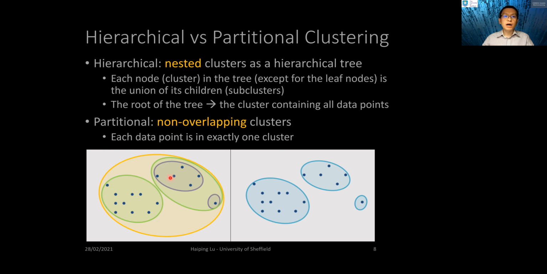And so for hierarchical clustering, depending on which level you are viewing, one data point can be in this cluster, it can also be in this green cluster, and also in this big yellow cluster, right? So each data point can have multiple cluster memberships, but in partitional clustering, each data point belongs to only one cluster. So that is the difference between hierarchical and partitional clustering.